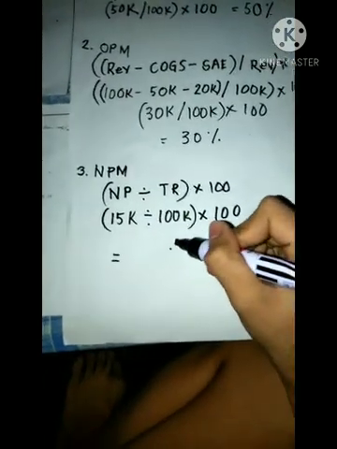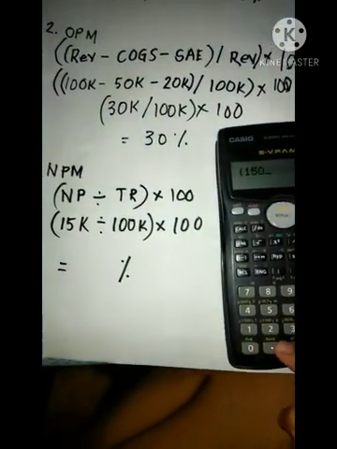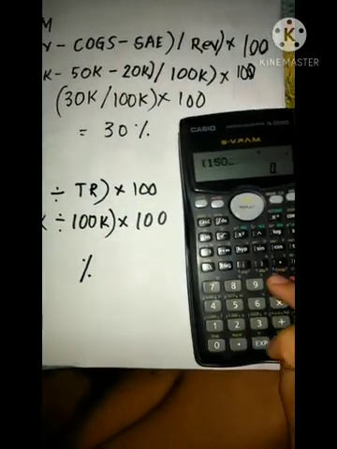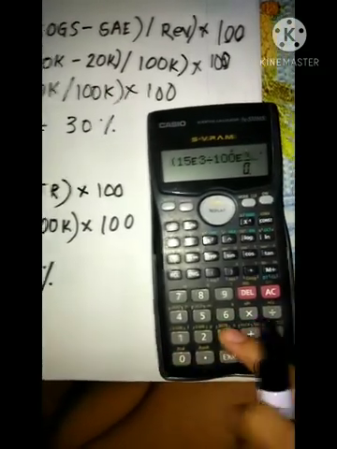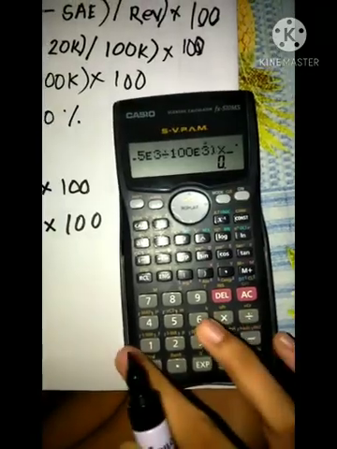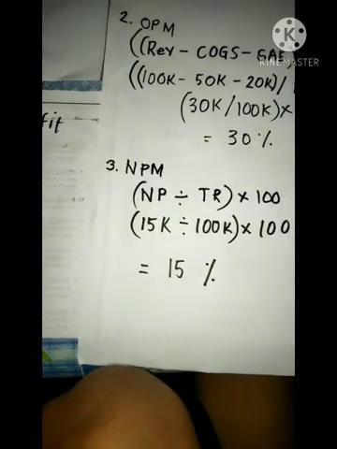You will arrive at 15,000 divided by 100,000 multiplied by 100 is 15. Your net profit margin is 15%.